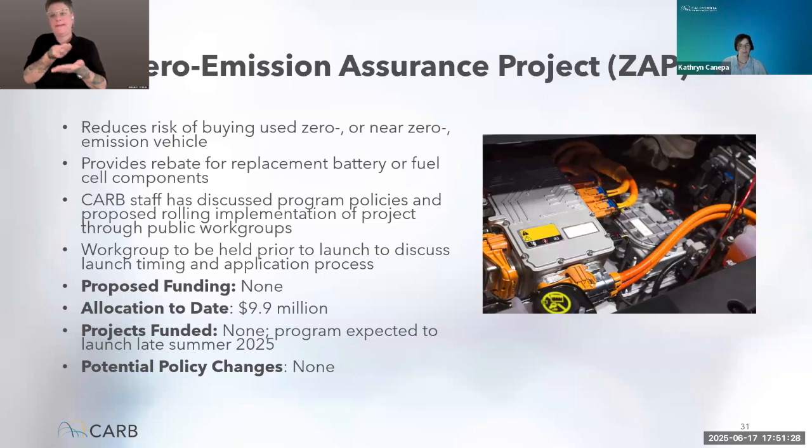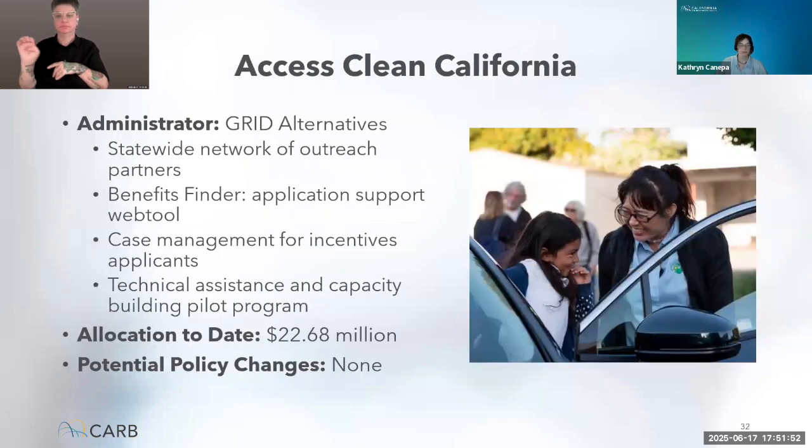In our last two public work groups, CARB staff discussed eligibility, policies, and proposed implementation for the Zero-Emission Assurance Project. Staff plans to hold one last public work group to discuss launch specifics, with a hope of launching the program by the end of the summer. $9.9 million was allocated in 2022, and no new funding has been allocated this year. Next slide, please.